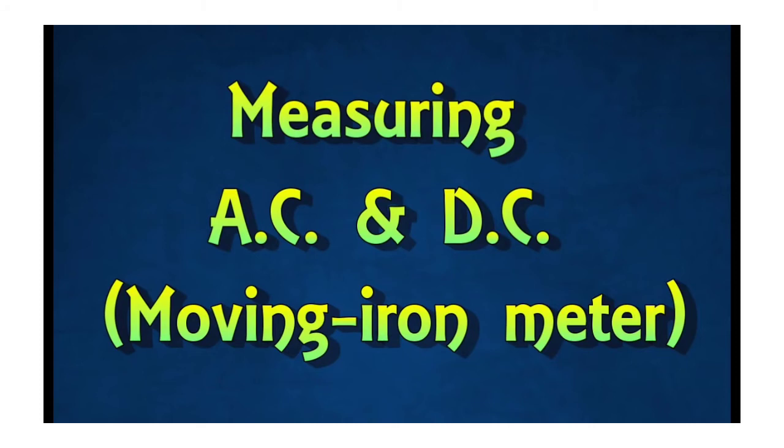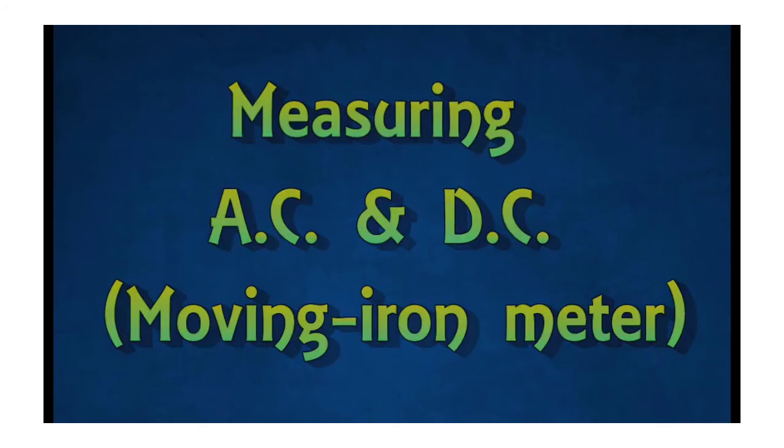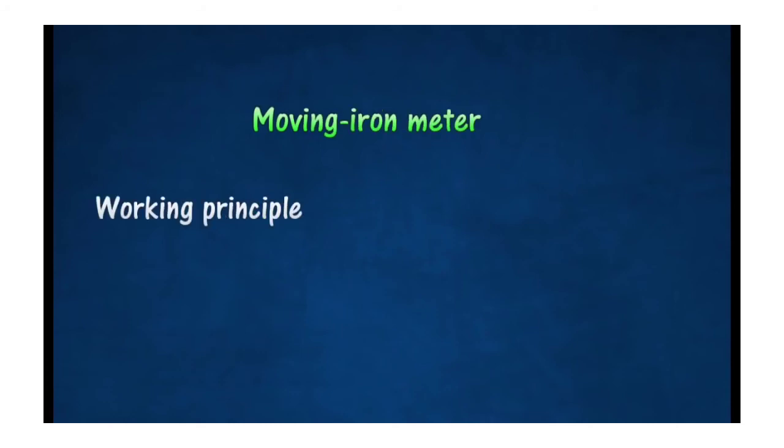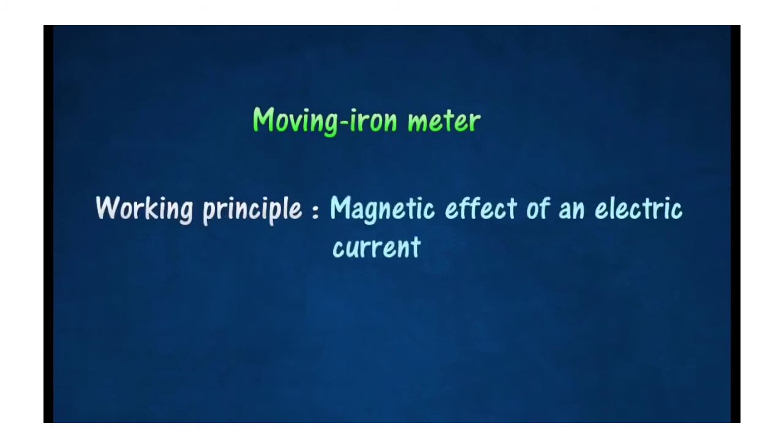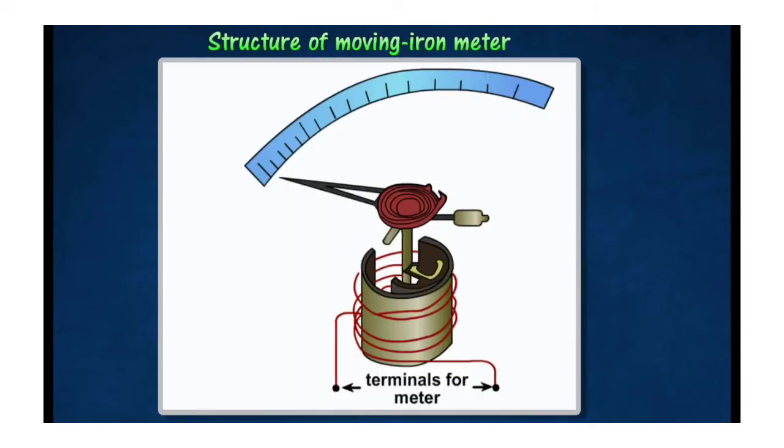Measuring direct current and alternating current with a moving iron meter. A moving iron meter is a device that makes use of the magnetic effect of an electric current. The following diagram shows the basic structure of a moving iron meter.